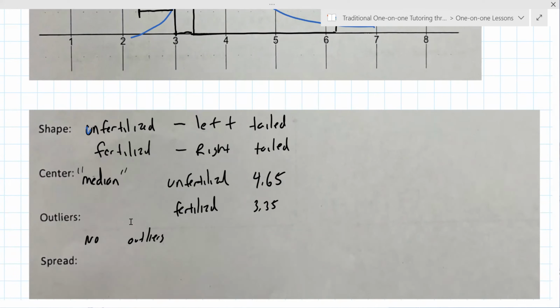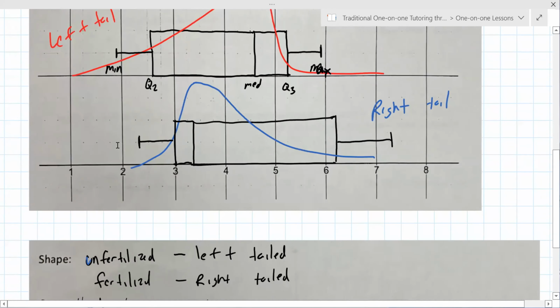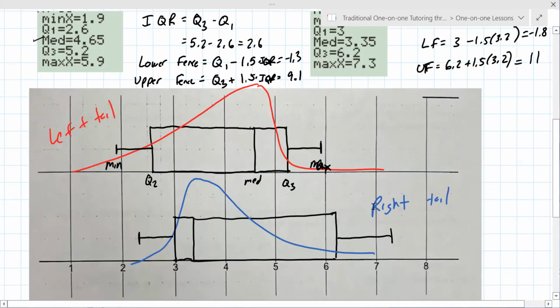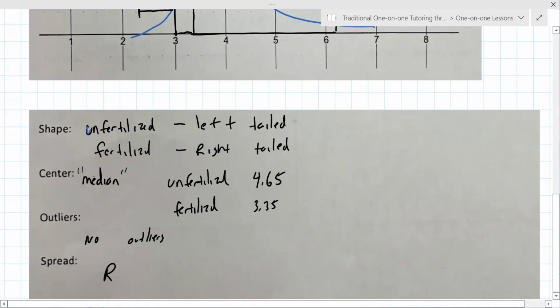Okay, now in terms of spread, sometimes they're talking about the shape, but really they're looking at the width, the max minus the min. And notice you're looking for the one that's wider. So the fertilized looks to be wider to me, wherever the max minus the min goes. So it's the range. Yeah, it's not a great answer, but yes, we could think of it as the range, the max minus the min.